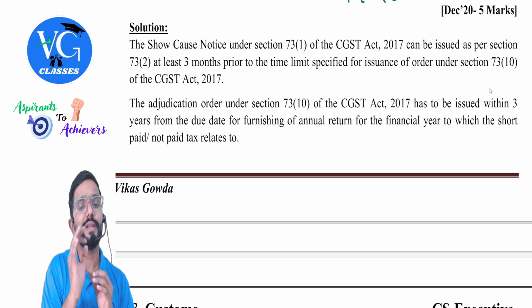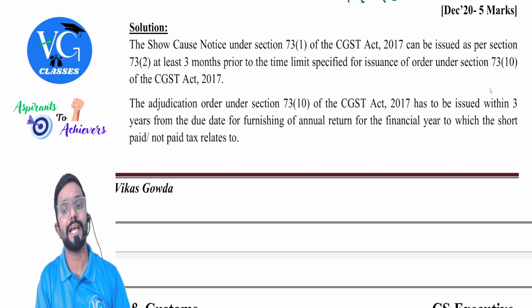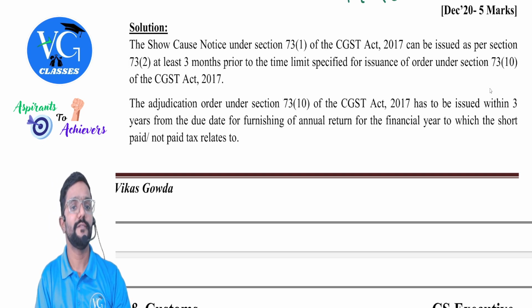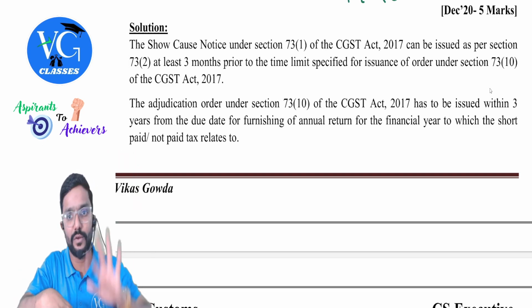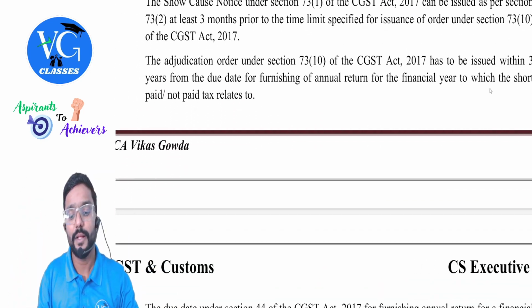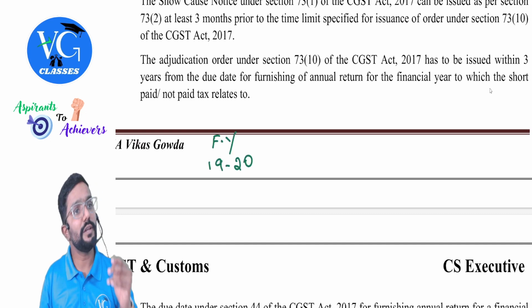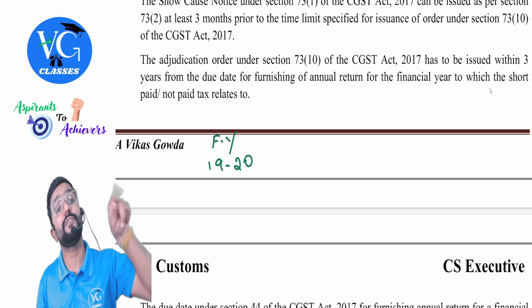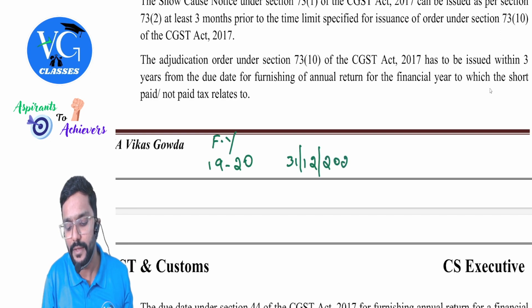The adjudication order under section 73 subsection 10 of CGST Act 2017 has to be issued within 3 years from the due date for furnishing of annual return for the financial year to which the short paid or not paid tax relates to. Guys, okay, let us see. The notice is for which financial year, people? 1920. So for the financial year 1920, what is the due date to file GSTR 9? That is annual return. 31st December 2020, correct? Yes.